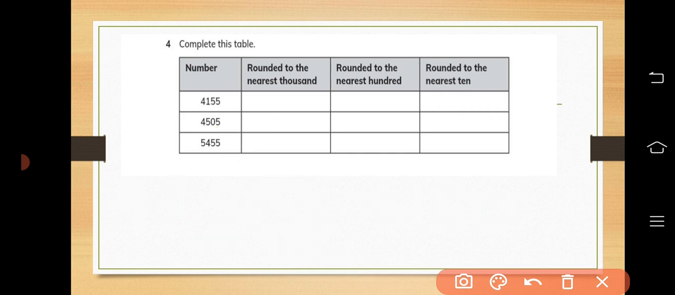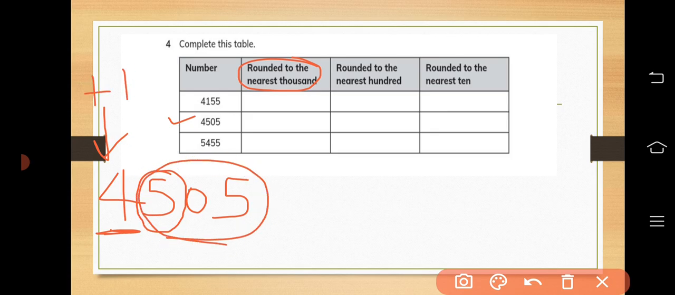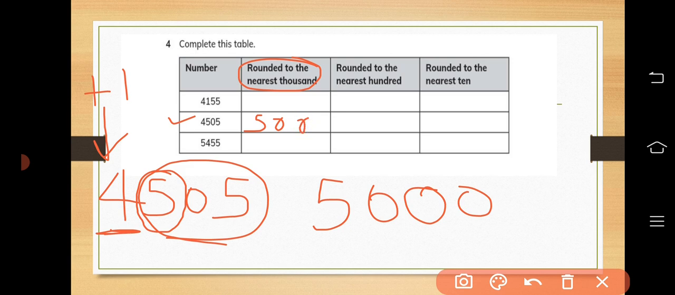Now move to the next, for 4505. So firstly you have to round it to the nearest 1000. Okay, this is your 1000 place. You have to underline this place and then circle the right value. So this circled value is equal to 5, so it means that you have to add 1 to this place and the remaining numbers become 0. So 4 plus 1 is equal to 5, and the remaining numbers become 0. So the approximation answer is 5000.